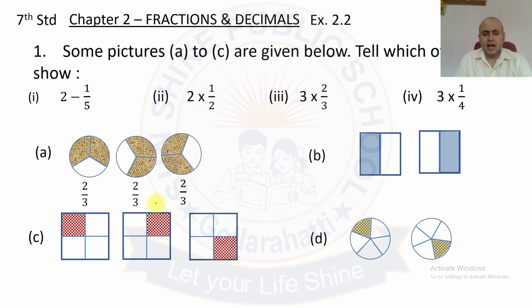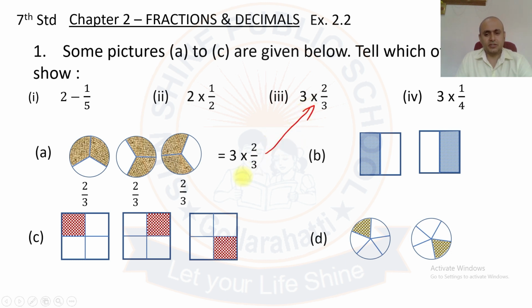So 2 by 3 is repeated three times. What do we do with those three times? I can write it as 3 into 2 by 3. Because it has been repeated 3 times, we can write it as a multiplication. So 3 into 2 by 3. So this diagram represents the number 3 into 2 by 3.